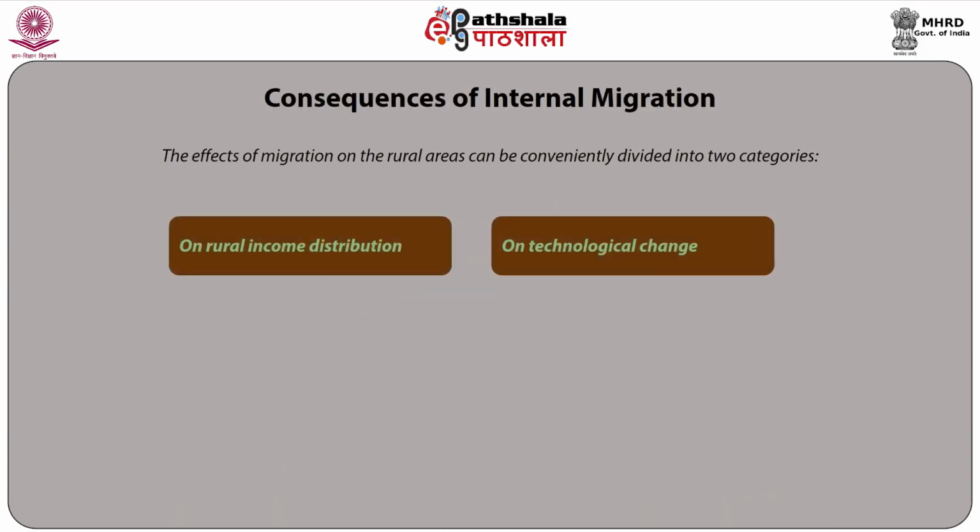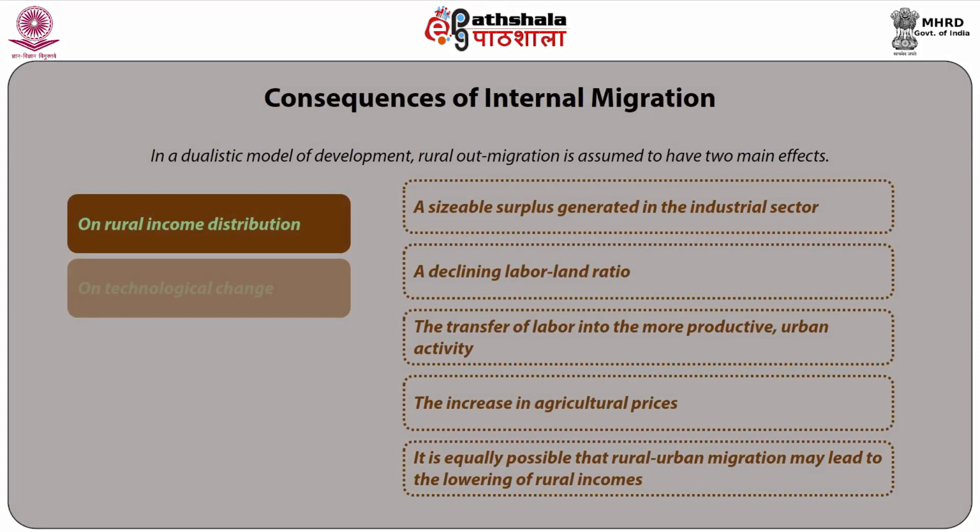Now, coming to the effect on rural incomes and their distribution. In a dualistic model of development, rural out-migration is assumed to have two main effects. First, a sizable surplus generated in the industrial sector, which provides the necessary physical and working capital for development. Second, a declining labor-land ratio often provides a new environment conducive to changing rural production techniques.